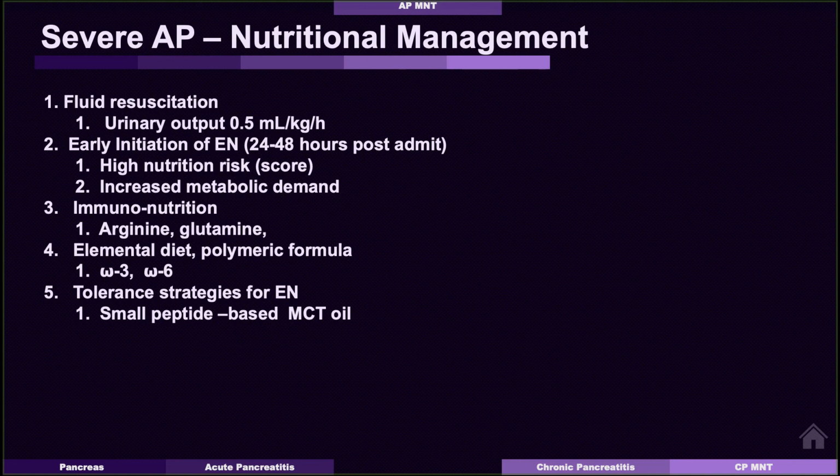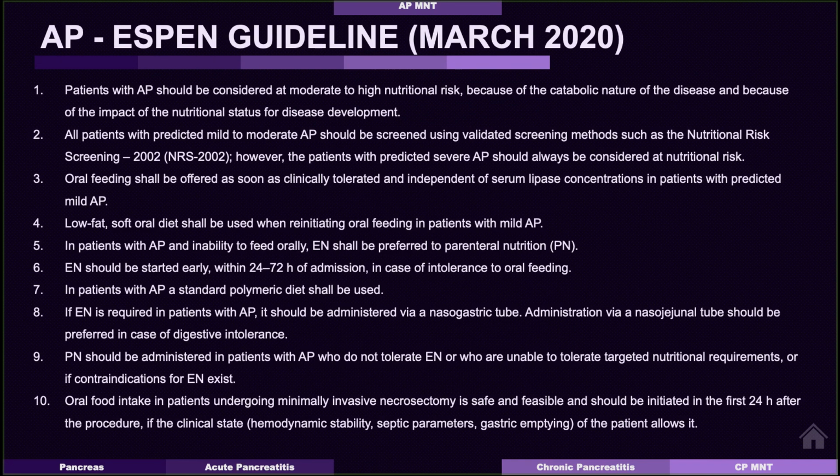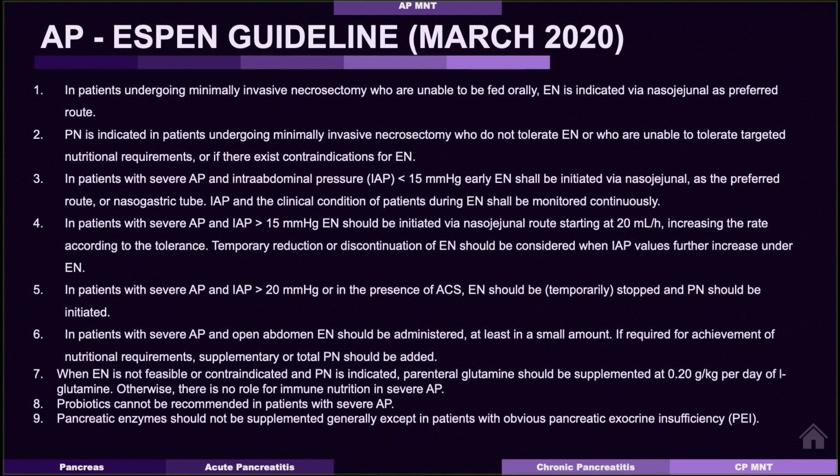The next slide just provides a list of medication management used to improve enteral tolerance. The next two slides were more for reference for you, and I'm posting the paper as well. But they're the most current. These are the European Society for Clinical Nutrition and Metabolism guidelines for acute and chronic pancreatitis, which were just published in March of 2020. And if you compare this to the ones that we presented earlier, they're identical, similar.